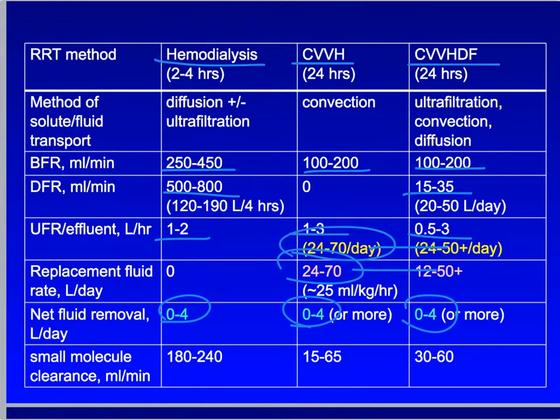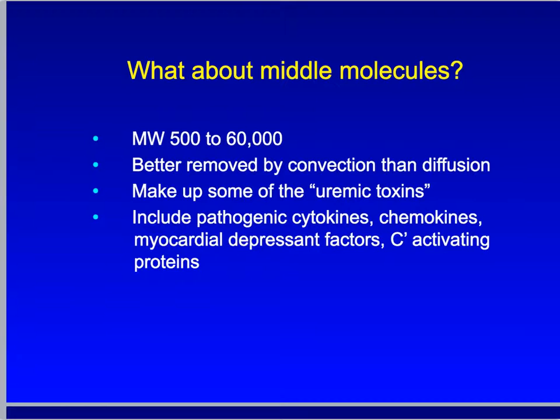Note that the clearances of small molecules in both types of continuous therapy are about the same, even though CVVH uses convection only, while CVVH-DF employs convection and diffusion. The reason for the equal clearances is that small molecules diffuse readily across the membrane so that they are very efficiently removed by either dialysis with diffusion or CVVH with convection. However, middle molecules, molecular weight 500 to 60,000, are more efficiently removed by convection than diffusion, so CVVH and CVVH-DF are better at removing them than dialysis alone is.